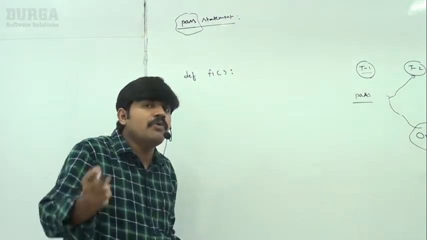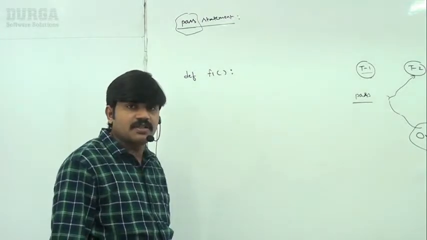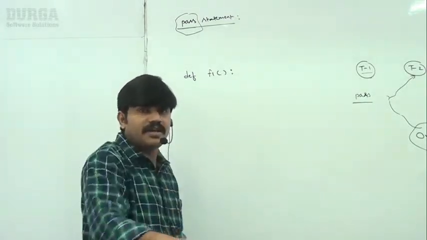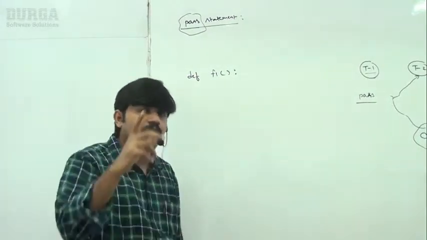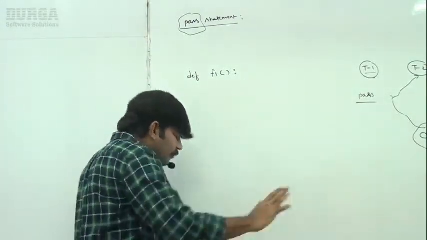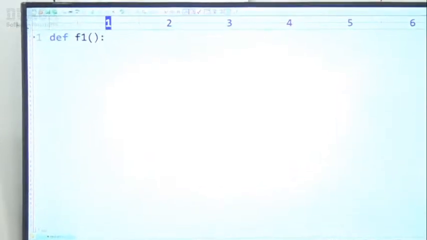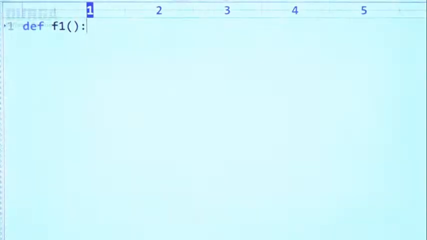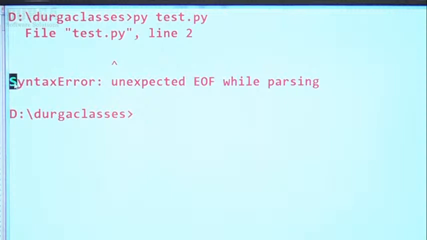If you don't know the implementation of a function or block, wherever a body is required and I don't know the implementation, in that situation we have to specify an empty body by using the pass statement. Remember, if I'm not using pass, what will happen? Have a look once, sir. If I take def f1 like this, without any body, and run test.py, we get: syntax error, unexpected EOF while parsing.